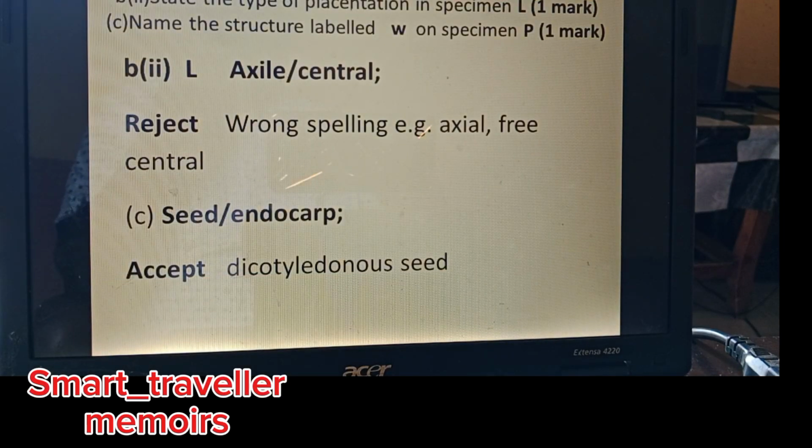State the type of placentation in specimen L, and then in C, name the structure labelled W on specimen P. So the type of placentation is axile or central. Reject wrong spelling, e.g. axial or free central. The structure W is seed or endocarp, and you can accept dicotyledonous seed.